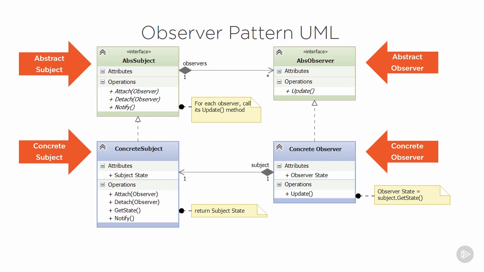Now, when the subject's state changes, it loops through all currently attached observers and calls their update methods. When called, the observer's update methods call the subject's getState method to acquire the changes. In response, the subject returns the state requested.